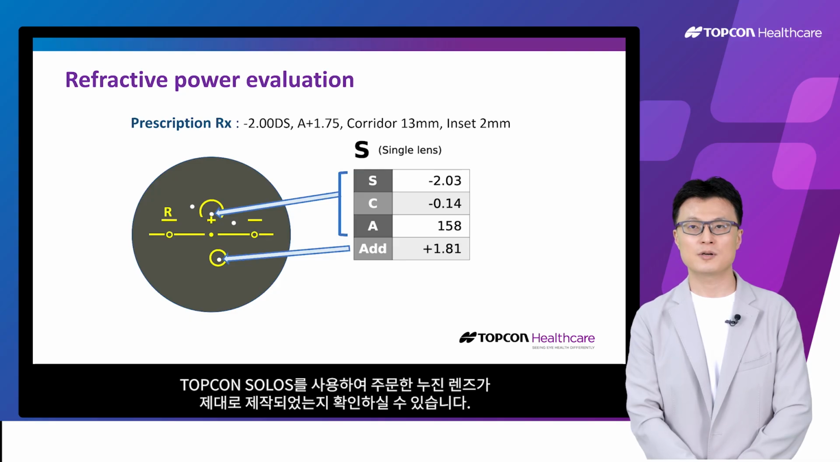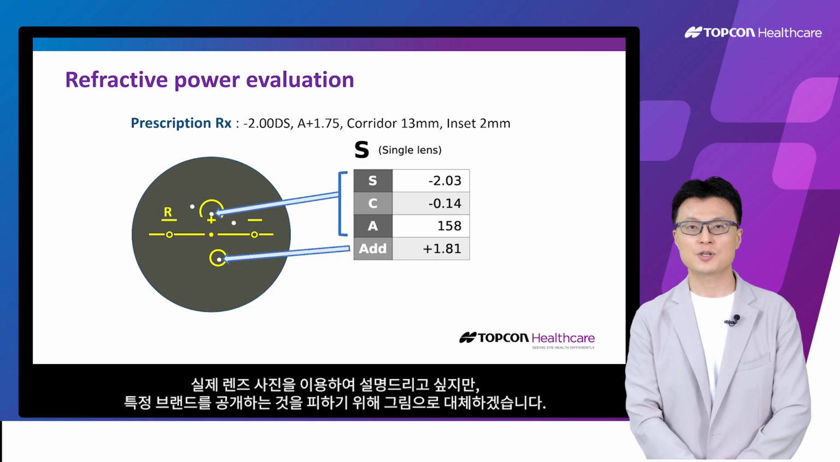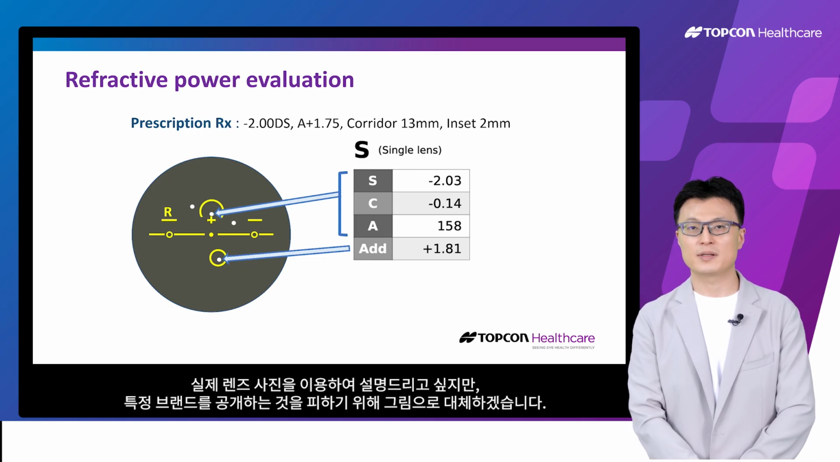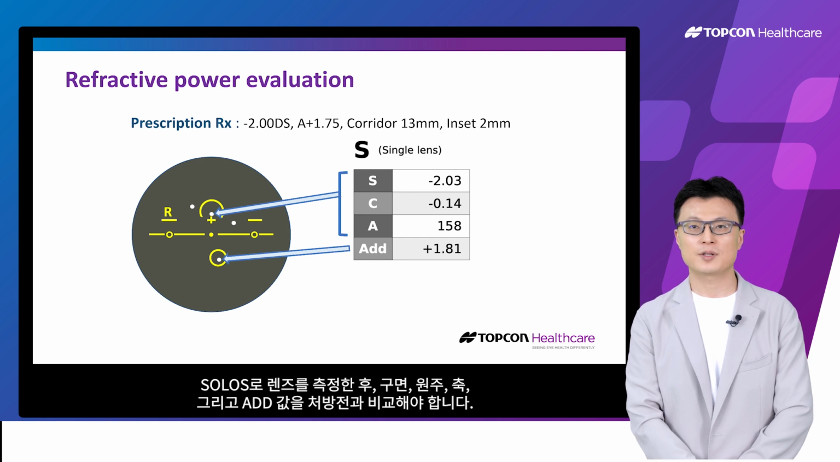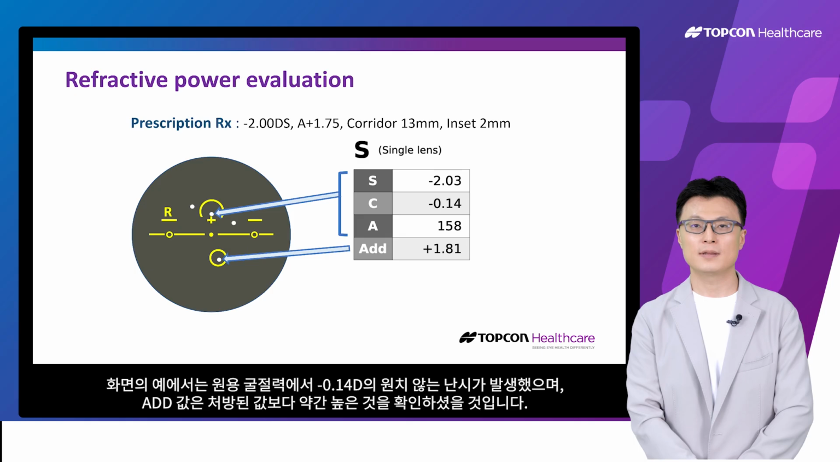You can use the top consolers to make sure the progressive lenses you ordered were made correctly. I'd love to show you actual photos of the lenses, but to avoid revealing any specific brands, I'll use a drawing instead. The most important thing is to check the refractive power of the lens. After measuring the lens with solos, we compare the spherical, cylinder, axis, and add values to the prescription. In this case, there was some unwanted astigmatism of minus 0.14 diopter in the distance power, and the add was slightly higher than the prescribed value.